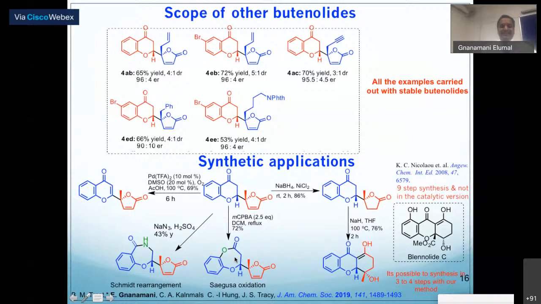Also, using sodium azide, a Schmidt rearrangement, we are able to get an alkyl shift. We are able to make this kind of amide ring system, the expanded one, without dropping any enantio- or diastereoselectivity. Also, further, we have oxidized selectively using Saegusa oxidation. We are able to oxidize this bond, so then we get one chiral center without dropping enantioselectivity.